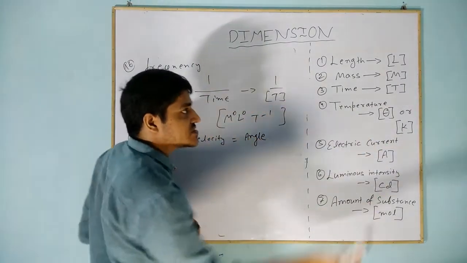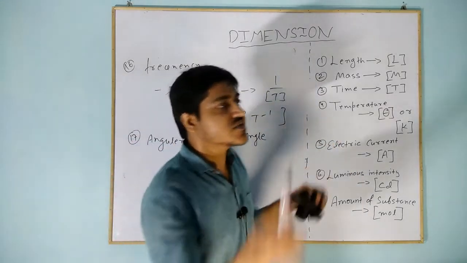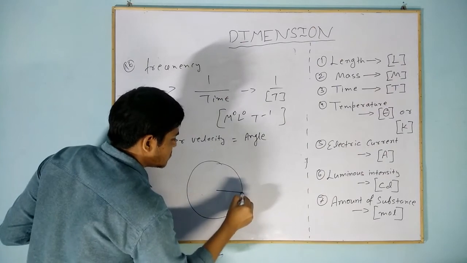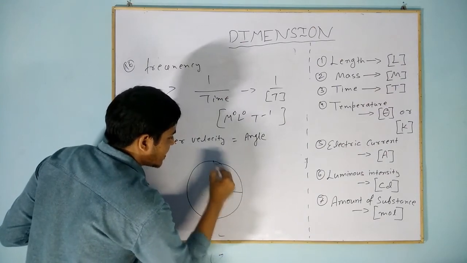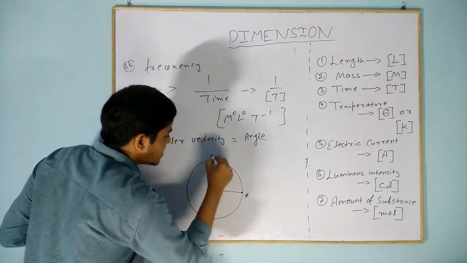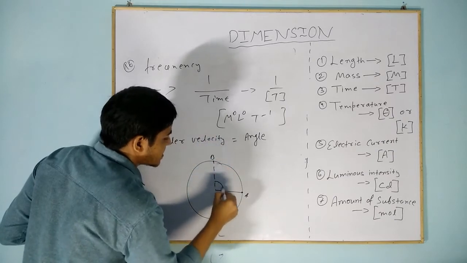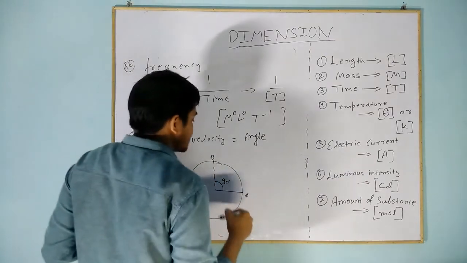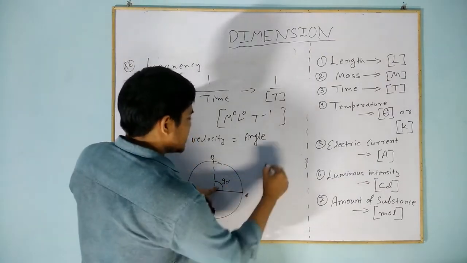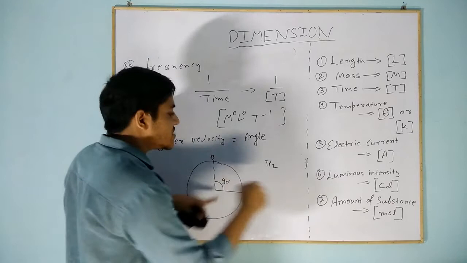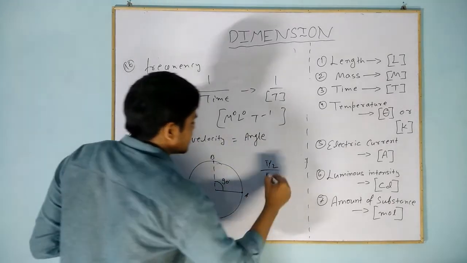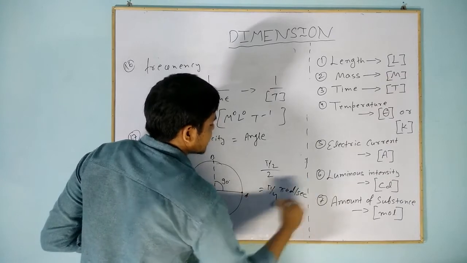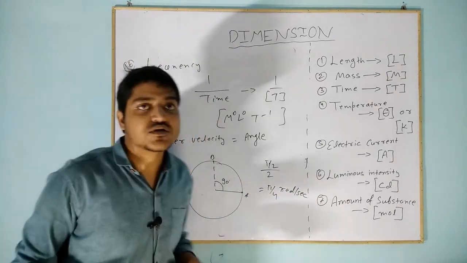angle covered. If in 2 seconds, let me give you an example, I reached here, starting from A, I reached B, then in 2 seconds, I covered an angle of 90 degree. So my angular velocity will be, this is pi by 2 radian, this is the angle I covered, angle covered upon time taken, 2 seconds. That is pi by 4 rad per second, radian per second. This would be my angular velocity.